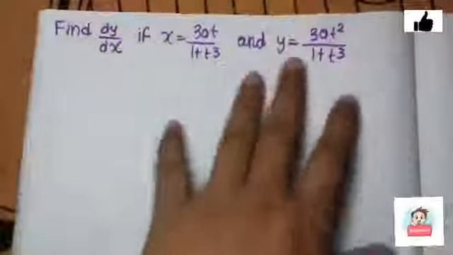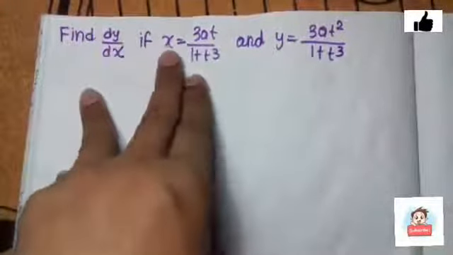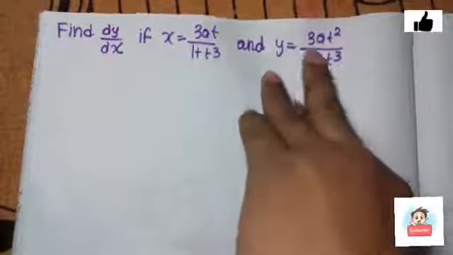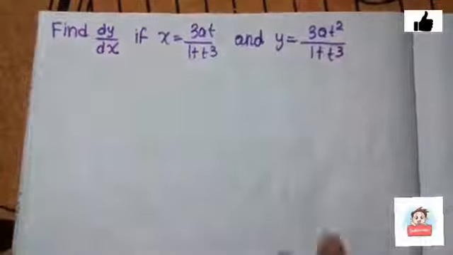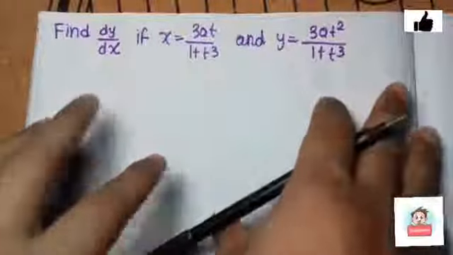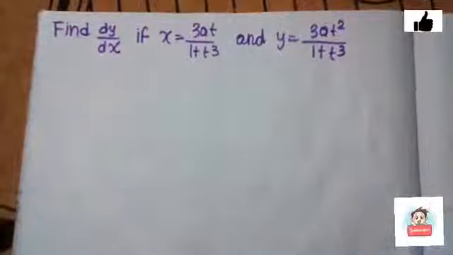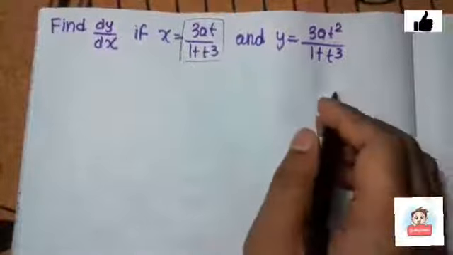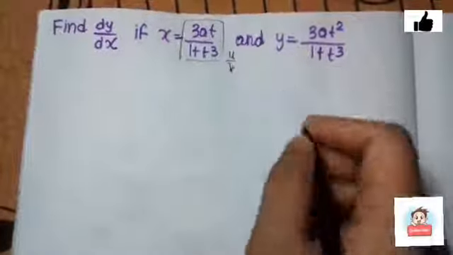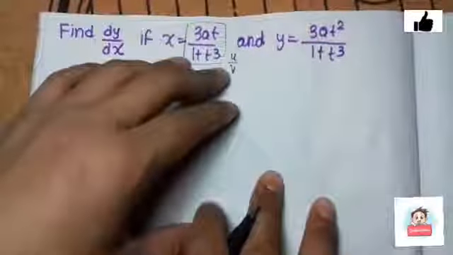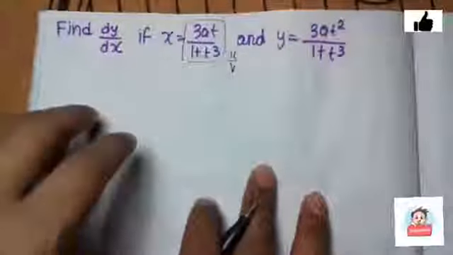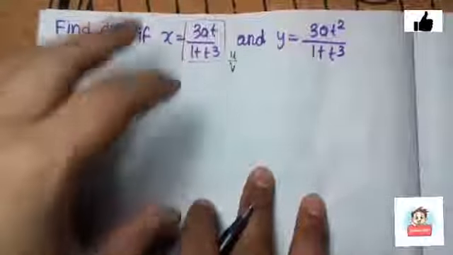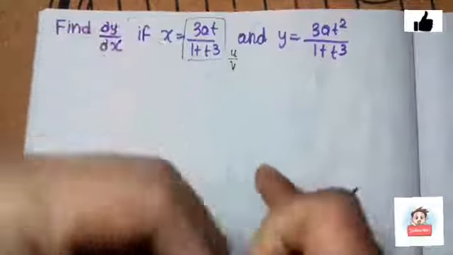The next sum is this: find dy by dx if x equals to 3at by 1 plus t cube and y equals to 3at square plus 1 by t square. We will divide the page in half so we can fit it in. First of all, you can see over here that this is a very known sum, like u by v. Remember, if you haven't seen the formula video, you must refer to that video, because I have made a formula video too. By that you will understand what type of formula is to be applied in sums.